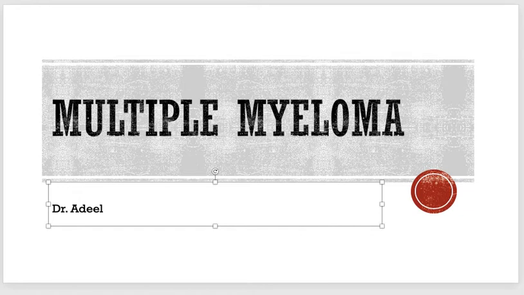We had covered in hematology all the rest of the topics. We had covered anemias, we had covered the clotting disorders, we had covered the rest of the blood cancers, or the neoplasms of blood. So now this is the last topic, which is multiple myeloma.